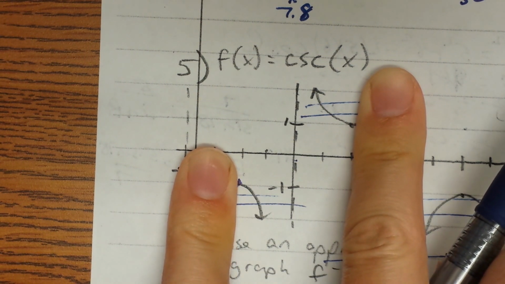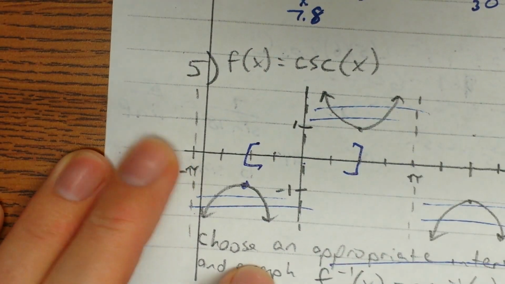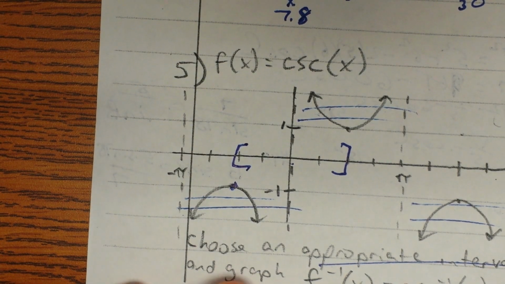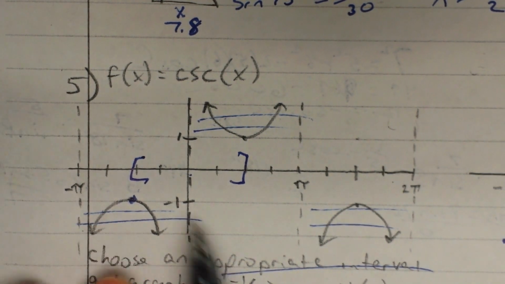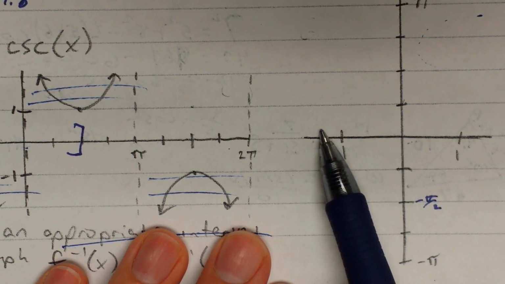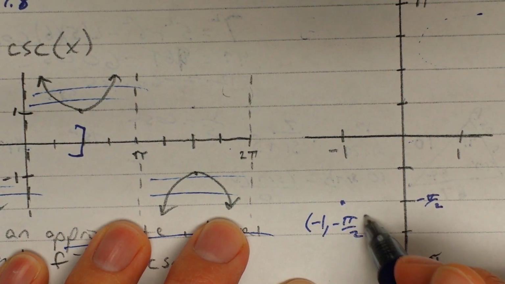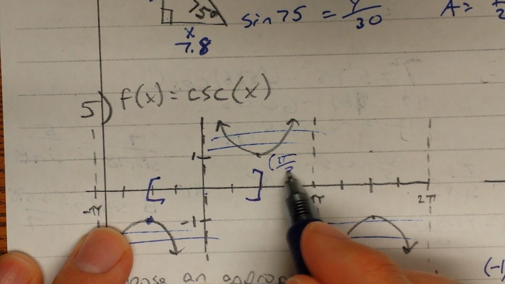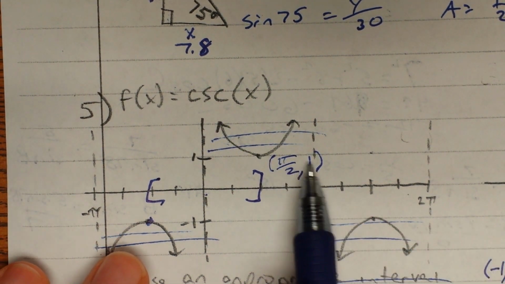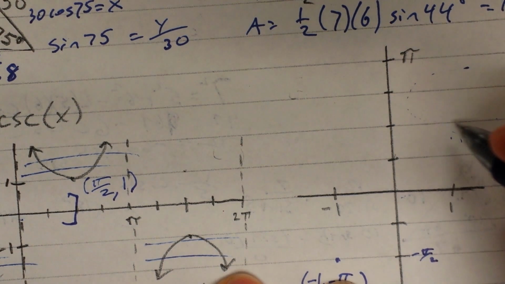This way the graph that I'm starting with passes the horizontal line test. And that way I know that when I flip it to get the inverse, it's going to pass the vertical line test. So I'm going to go from negative pi over 2 to pi over 2. Okay, so we said this point is negative pi over 2, negative 1. And I switch the x and the y values, I get negative 1, negative pi over 2. And likewise for this point, which is pi over 2, 1, I switch the x and the y values, and I get 1, pi over 2, which is going to be up here.